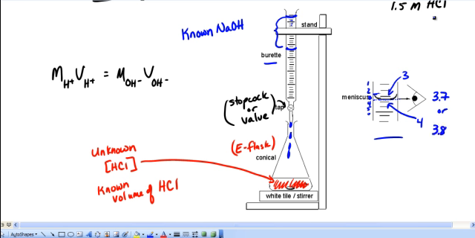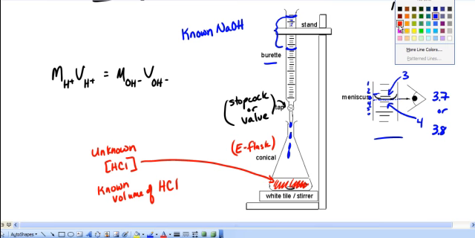Now we'll have to practice that in class, but you've got to make sure that you're reading the very bottom tip of the meniscus, not right in the middle of the meniscus. You don't estimate the average meniscus. You've got to go right to the very bottom tip of that bubble.